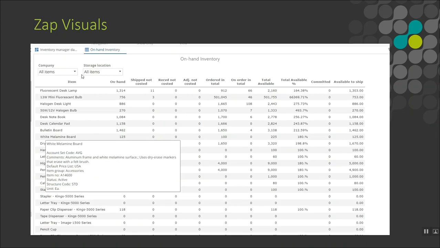This is an example of a Zap report. You will see a few different columns with banded colors, and these are what we call slicers. Slicers are like filters within Excel or drop downs in other applications, which allow you to choose between companies and storage locations, and the data will change accordingly. Now, all the content that we had shown in Power BI is also available within the Zap Visuals.